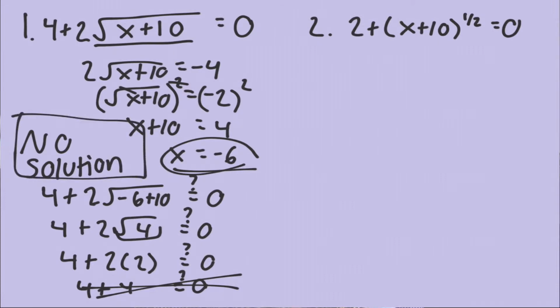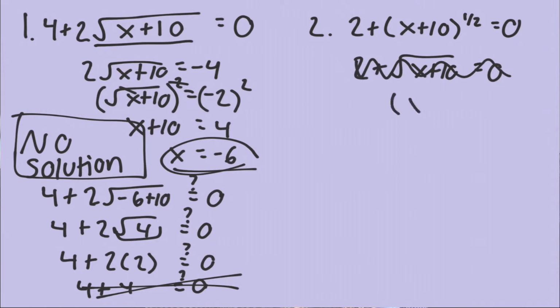We're not going to completely solve this next problem, but I wanted to show you that if you have something to a fraction exponent like this, 1/2 power is the same as square root. So if you wanted to rewrite it like this, you could. Then isolate the square root and square both sides. Or you can just start solving.